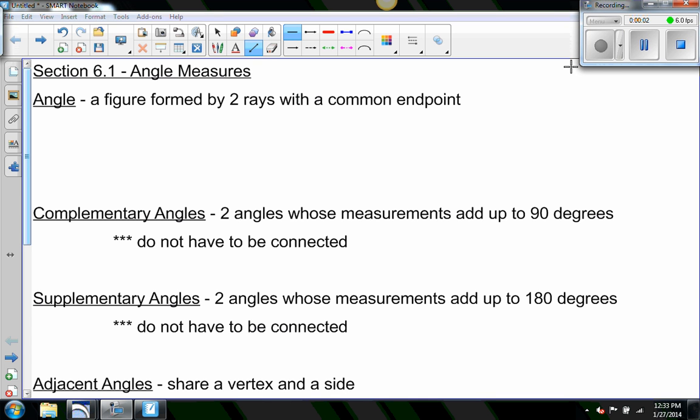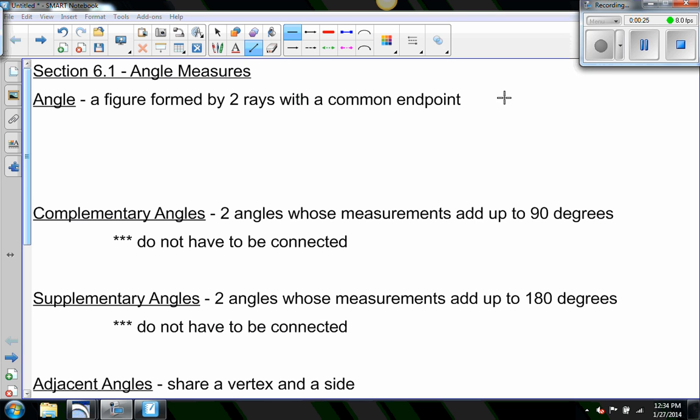Hello, 7th graders. We are ready to start Chapter 6, which is our chapter dealing with geometry. And so we need to review a bunch of the common terms involved with angles today. So first of all, an angle is a figure formed by two rays with a common endpoint.